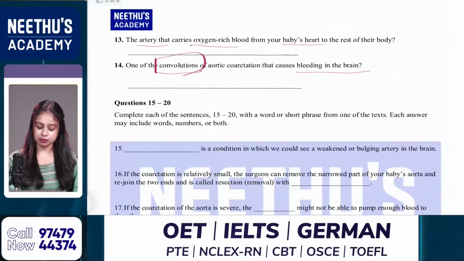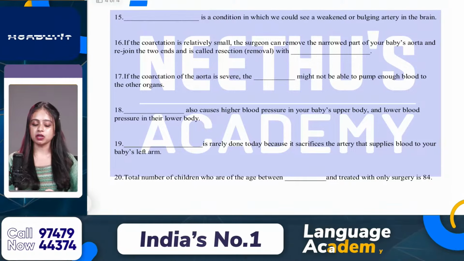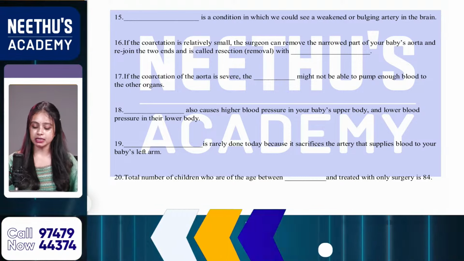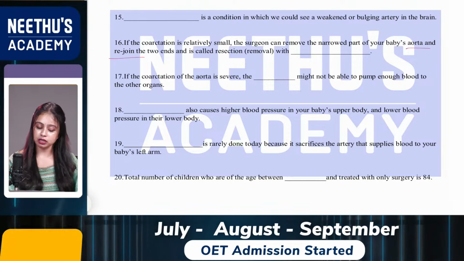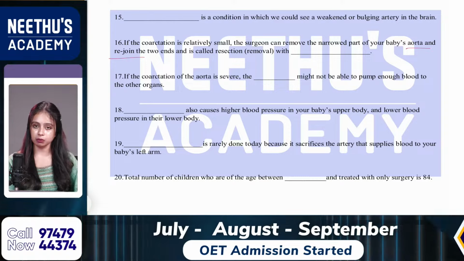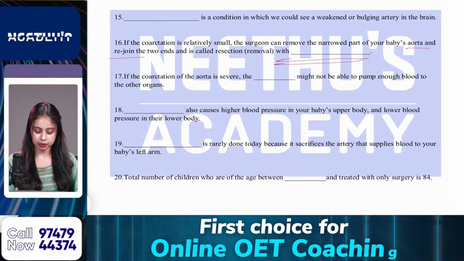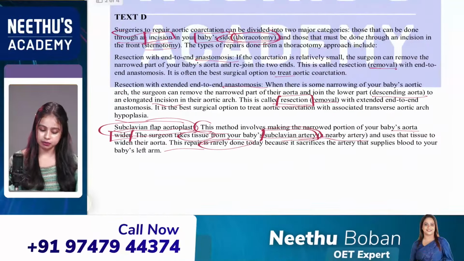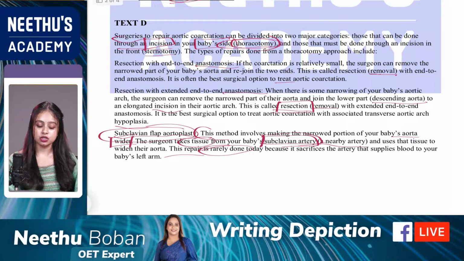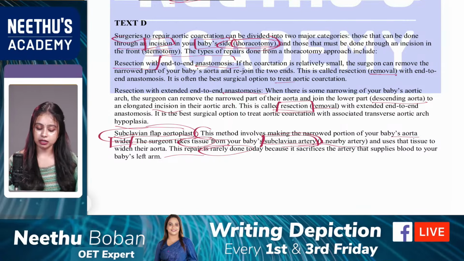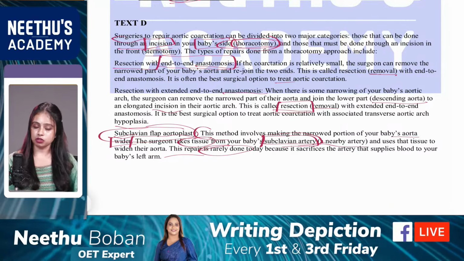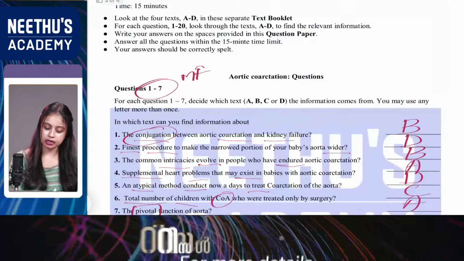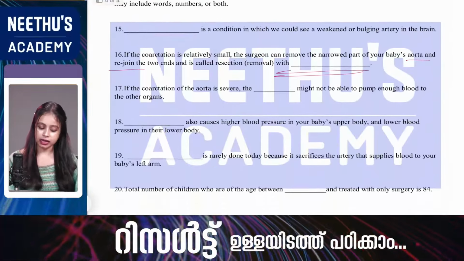Then the 16th one. If the coarctation is relatively small, the surgeon can remove the narrowed part of your baby's aorta and rejoin the two ends, and that is called resection removal with dash. With what? That is again in text D. So, resection with end-to-end anastomosis. Yes, end-to-end anastomosis, that is the correct answer. Very good.